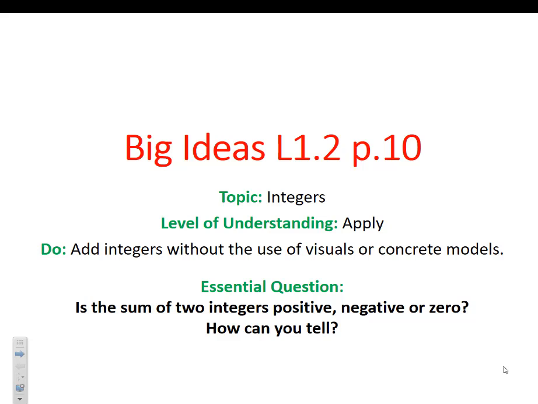We're going to continue with one of our most important units. Our first three units are absolutely essential to anything we do after that. Everything after our first three units is going to involve our first three units. Trust me, you'll understand as we go through them. Anyhow, very important unit on integers. Today we're going to apply what we learned to add integers without the use of visual or concrete models. Our essential question: is the sum of two integers positive, negative, or zero, and how can you tell?